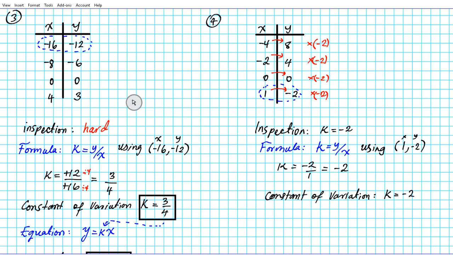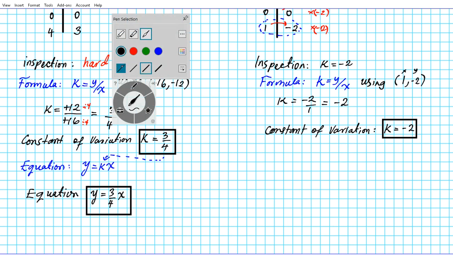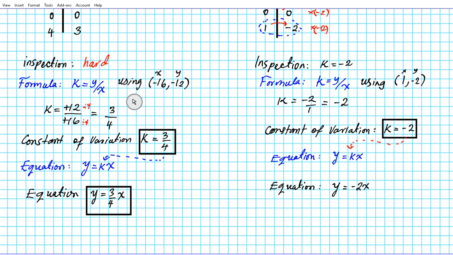Okay, now next thing we're going to do for number 4 is find the equation. What is the equation here? That's the question. So we're going to write down the formula for determining the equation. The formula is y equals kx. So all we're going to do now is take the k value and plug it into this formula right here. Bam, and then that will give us the answer. Alrighty, so the equation for the constant of variation is y equals -2x. And there goes your final answer.